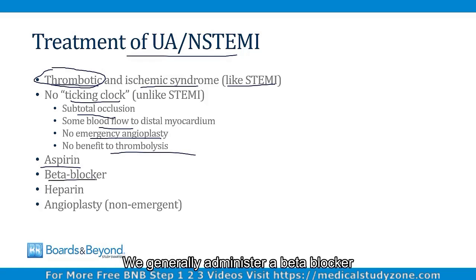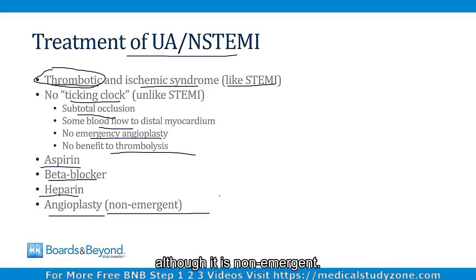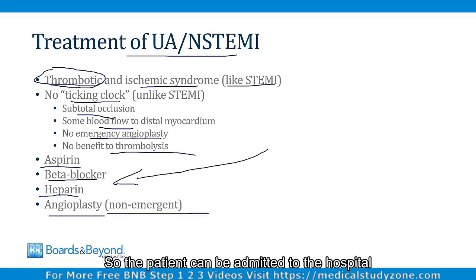We always administer aspirin to patients with unstable angina and NSTEMI. We generally administer a beta blocker unless there's a contraindication, like hypotension or bradycardia. We almost always administer heparin, and then usually angioplasty is performed, although it is not emergent. So the patient can be admitted to the hospital and can have angioplasty within a day or so.